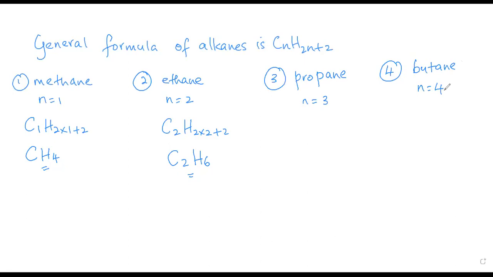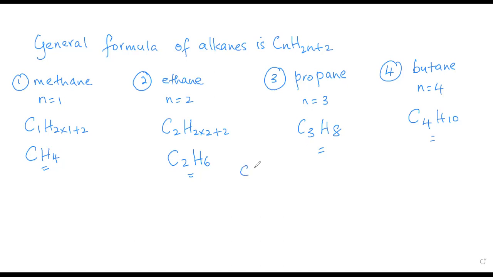Okay, good. I see a few answers. So the molecular formula for propane is C3H8. And for butane, it is C4H10. For propane, it will be 2 times 3, 6, 6 plus 2, 8. Butane, 2 times 4, 8, 8 plus 2, 10. So these are the molecular formulas. Once you know the number of carbon atoms, you will be able to find the molecular formula for any alkane.